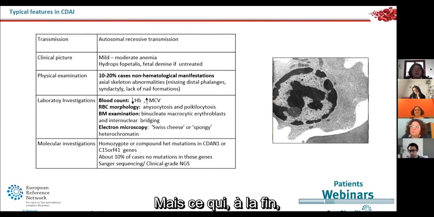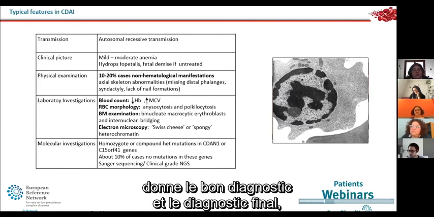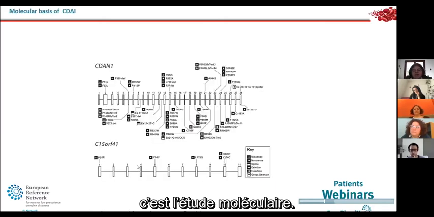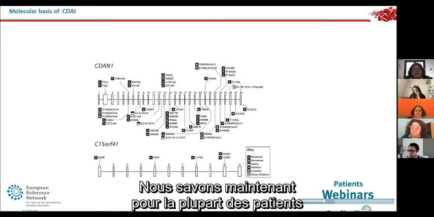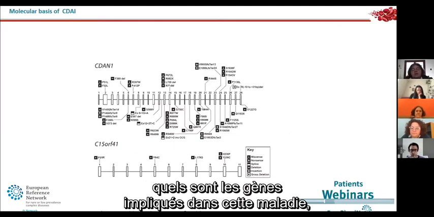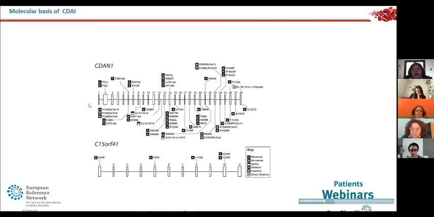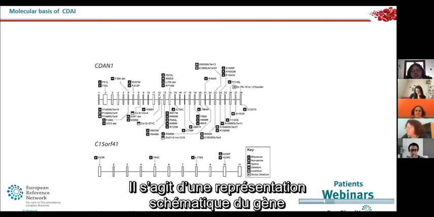But what at the end gives the correct diagnosis, the final diagnosis, is the molecular investigation. In fact, we now know for most of the patients which genes are involved in this disorder, in particular CDAN1 and C15orf41.